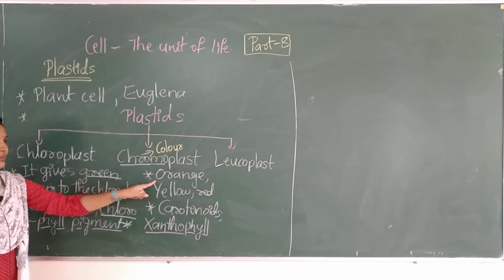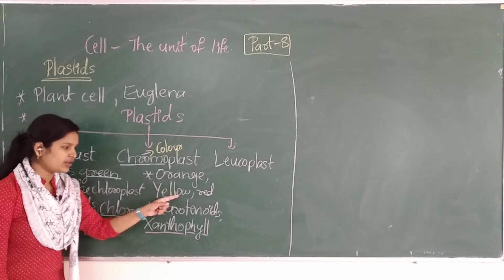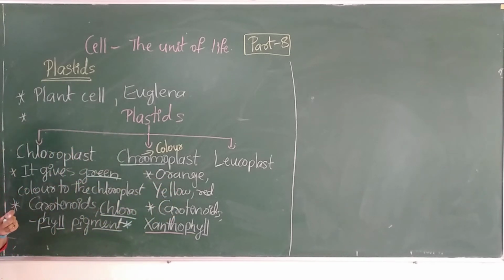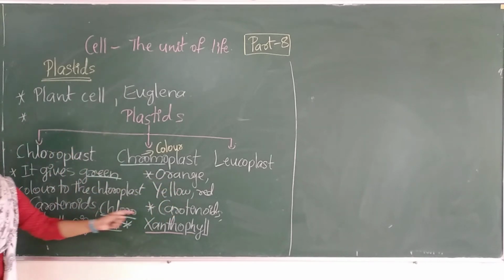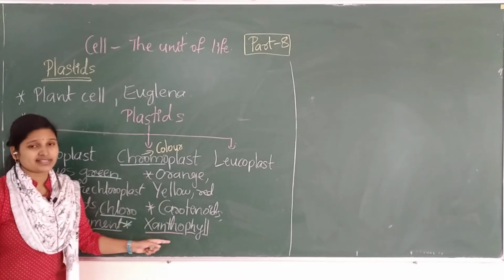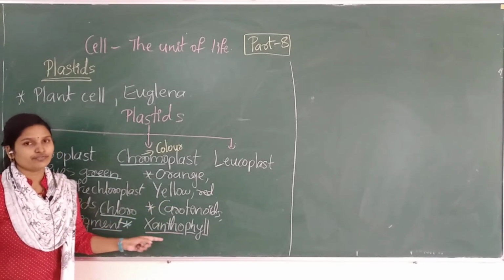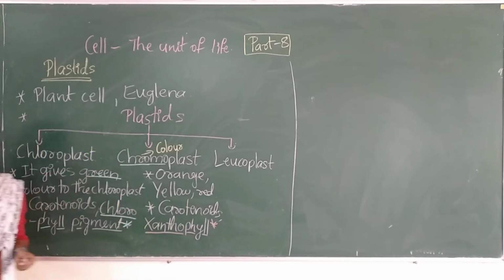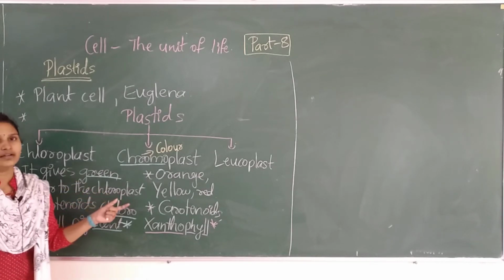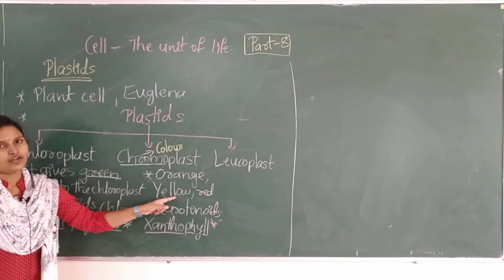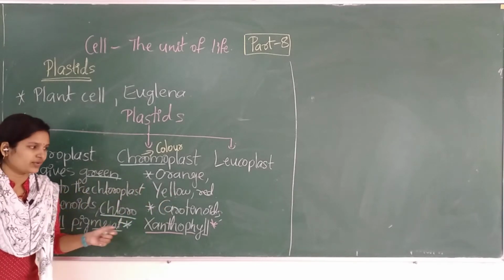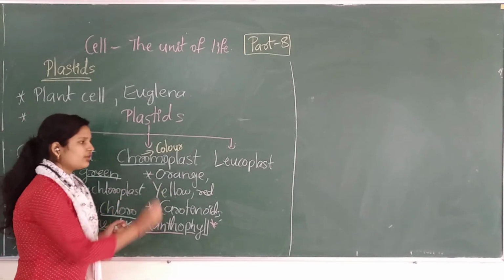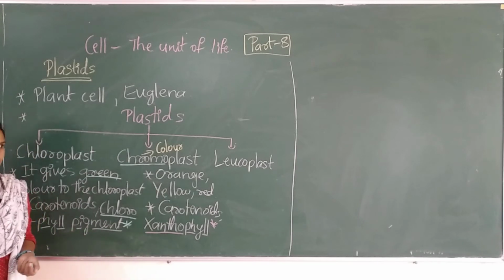In a plant there will be orange, yellow and red patterns or parts, mainly because of the presence of these xanthophyll pigments, which give the red, orange, I mean to say yellow color pattern to the plants. So this is all about your chromoplast.